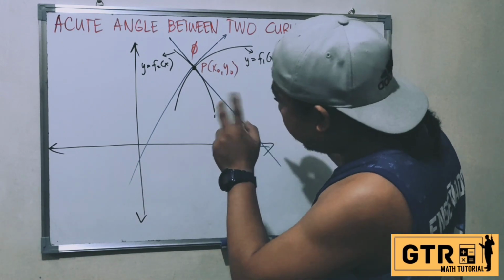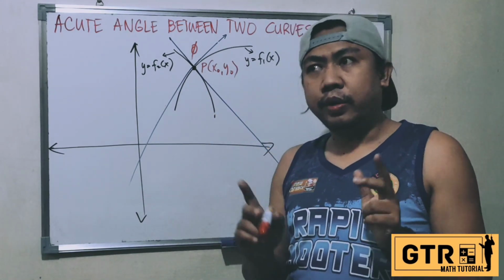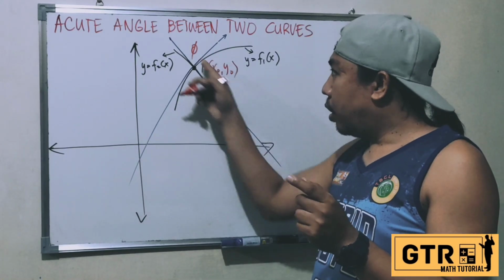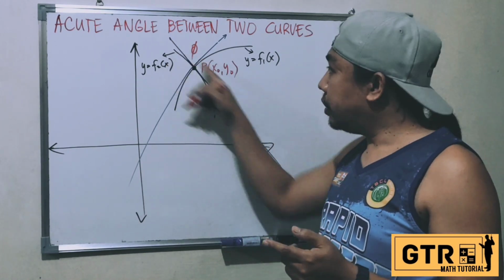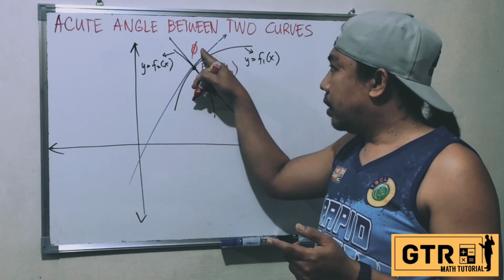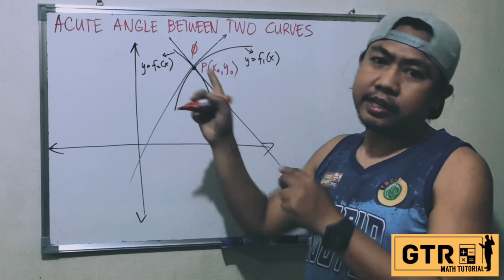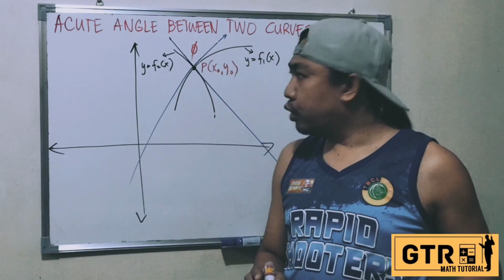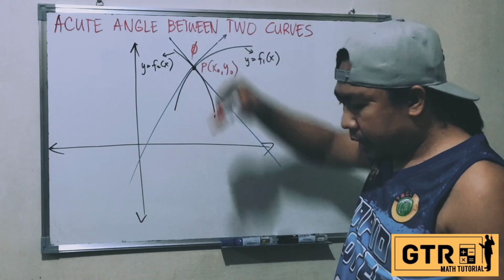If the tangent lines are not perpendicular, or 90 degrees, we can solve for the acute angle and the obtuse angle. So we have a linear pair: this one is the acute angle and this one is the obtuse angle. We can solve both of the two angles, the acute and the obtuse.